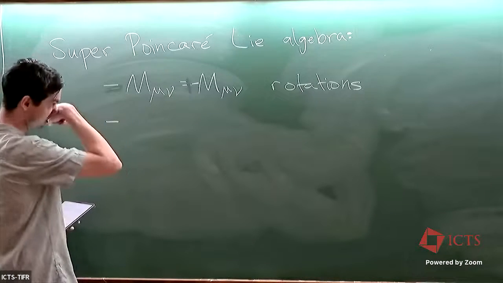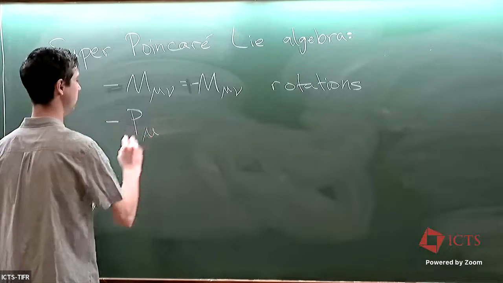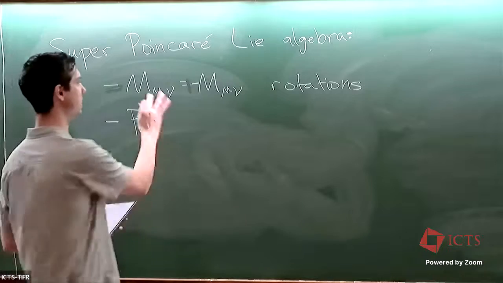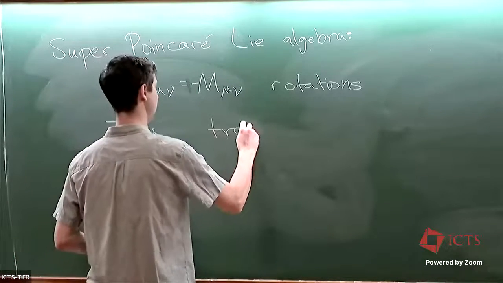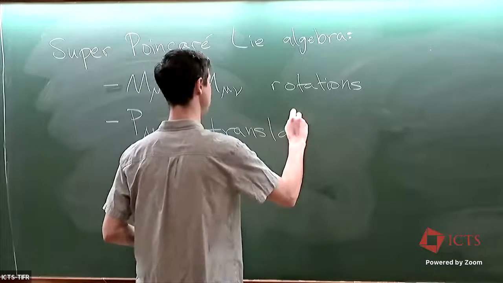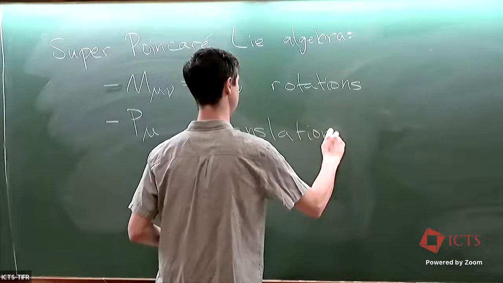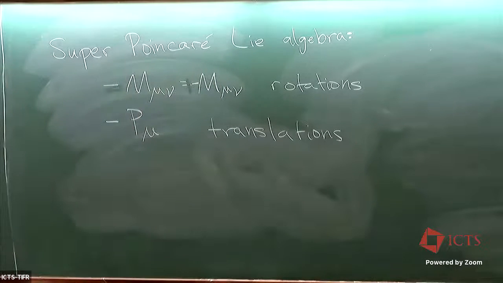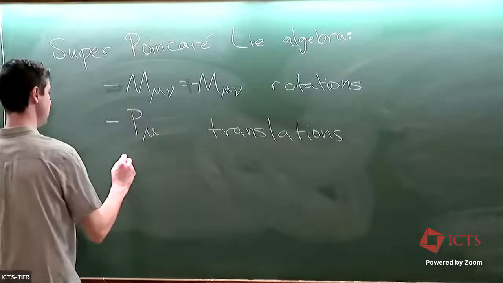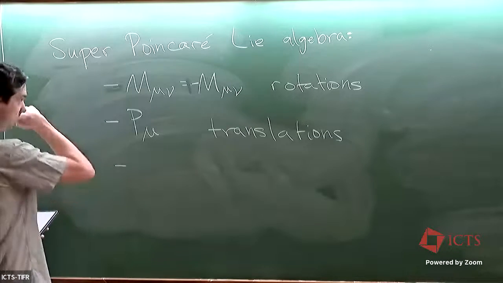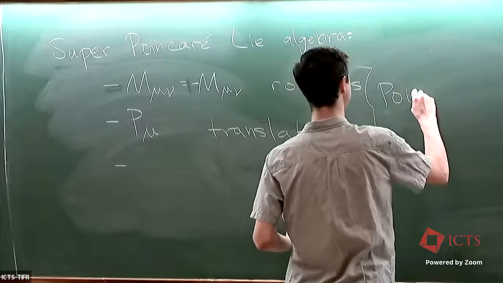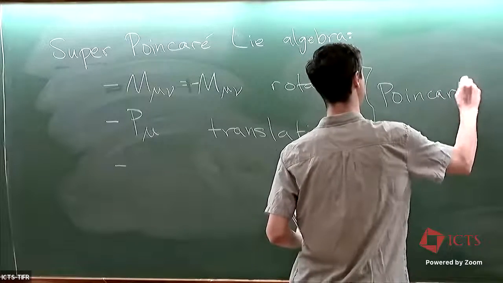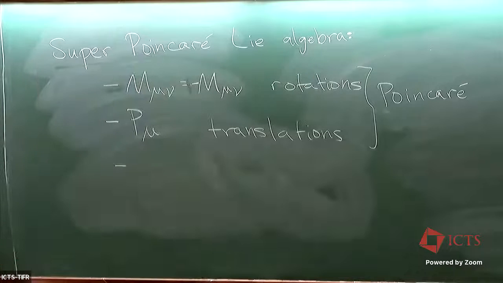In addition to these rotations, we also have the momenta p mu. You can think of these as the angular momenta. This is the linear momenta. And these generate translations. And the new ingredient that gives us the super part of the Poincaré algebra, this right here is just Poincaré by itself. I guess I should probably call it the Euclidean algebra, but oh well.